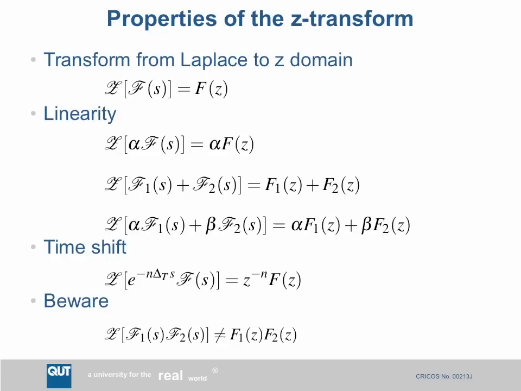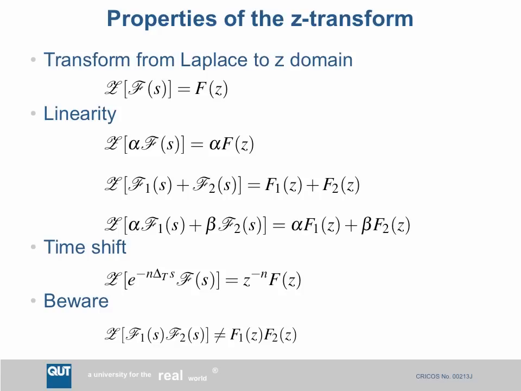Now, the z transform has some interesting properties. I use this curly Z to represent the z transform, and curly F to represent a Laplace transform. So curly F could represent some kind of transfer function. The Laplace transform of curly F is F of z, and we would look that up in a z transform table. The z transform is linear. If I multiply the function in the s domain by alpha, it's multiplied by alpha in the z domain. It's also linear in addition: if I add two functions in the s domain, I can also add them in the z domain. If I take a linear combination in the s domain, I have a linear combination in the z domain.